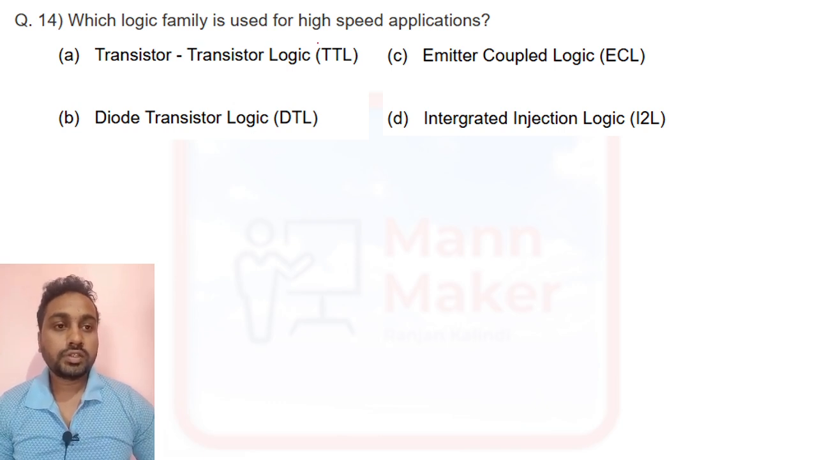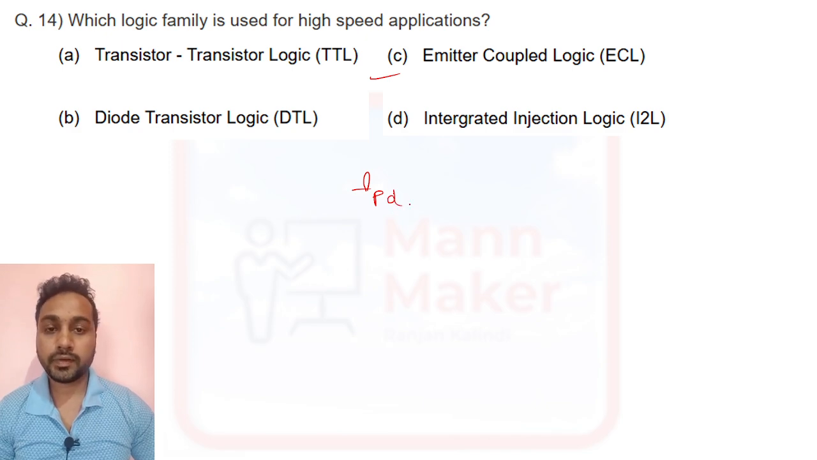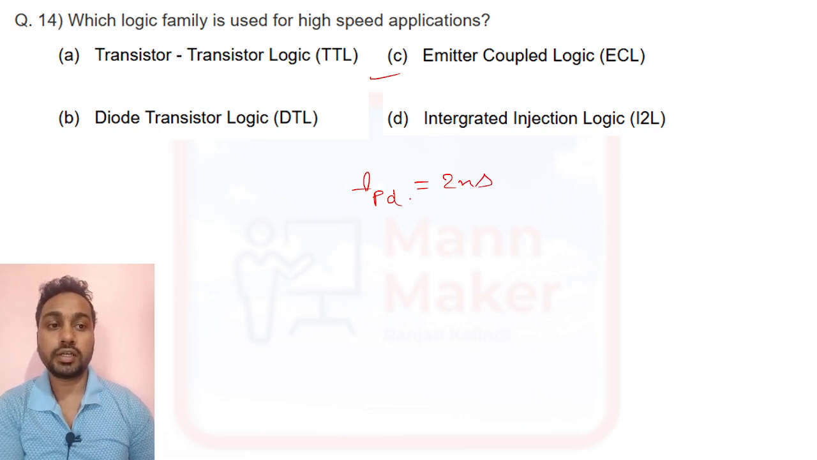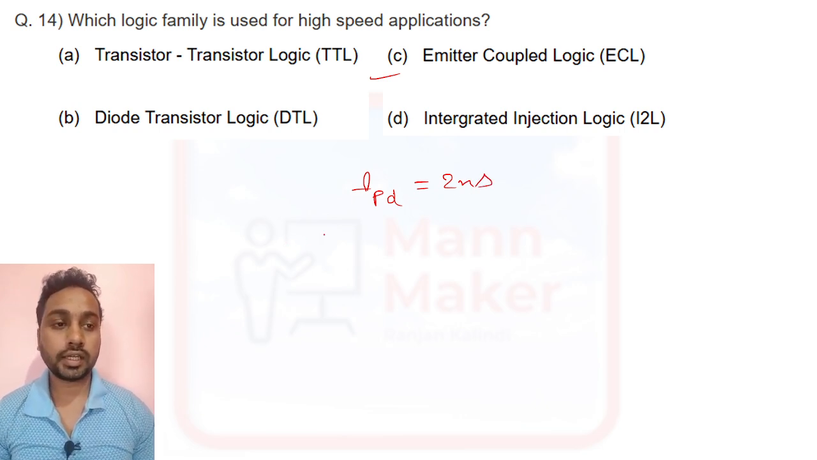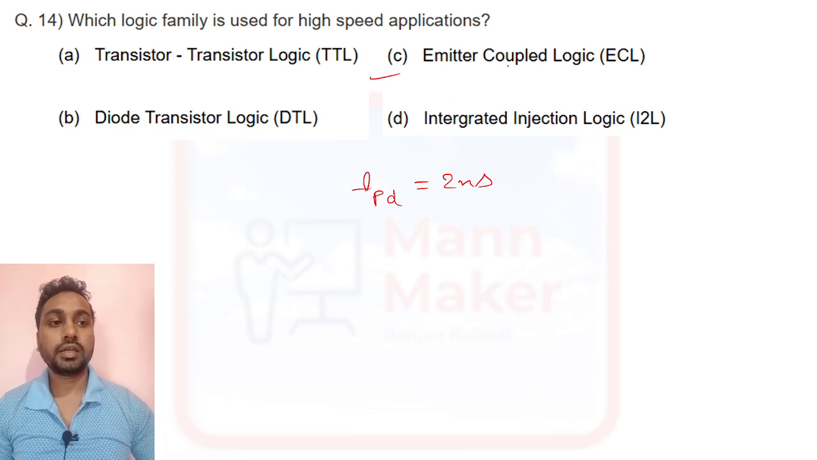Which logic family is used for high speed applications? ECL, that is emitter coupled logic, is used for high speed applications because its propagation delay time is 2 nanoseconds. Among all of them, it is very less. Propagation delay time is very less. That's why ECL is the highest speed application among all logic families.